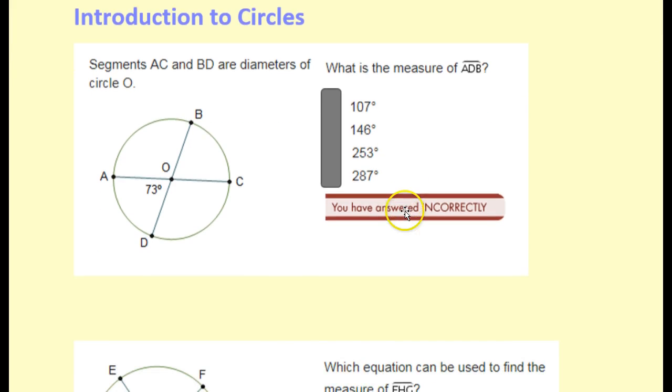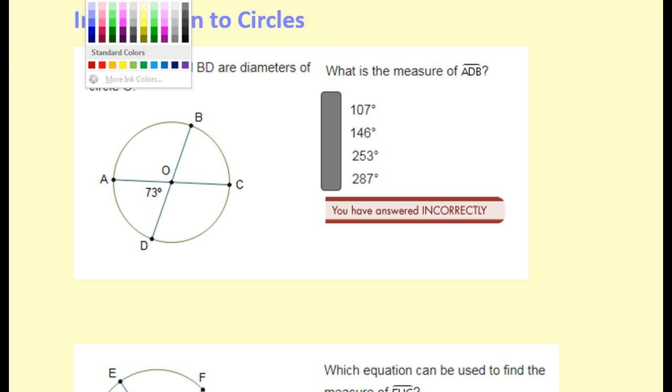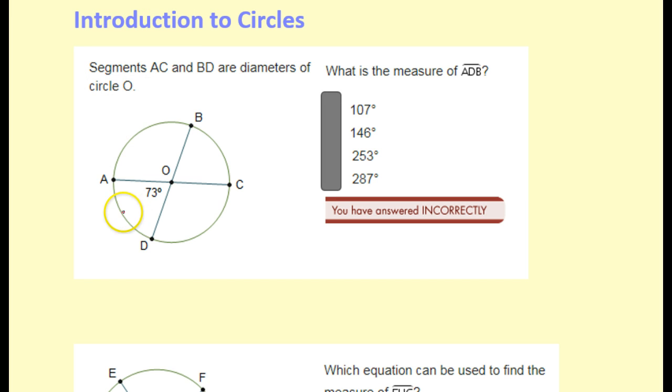Now, moving on. Segments AC and BD are diameters of circle O. Okay, great. Diameters. What is the measure of arc ADB? Okay, let's see. Arc ADB starts at A, passes through D, and then continues all the way around to B.